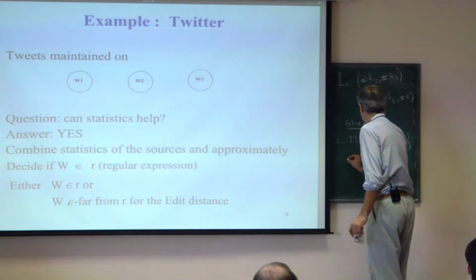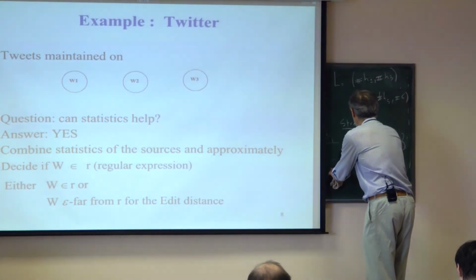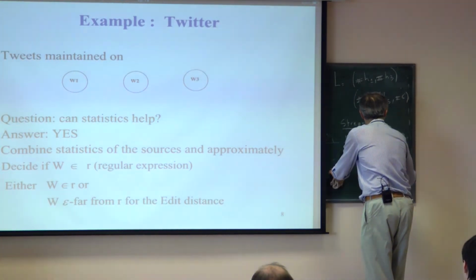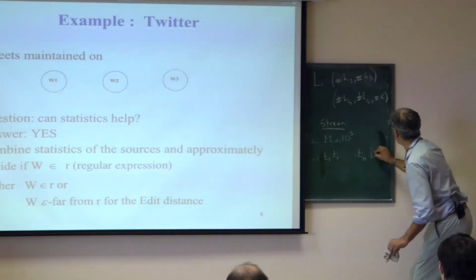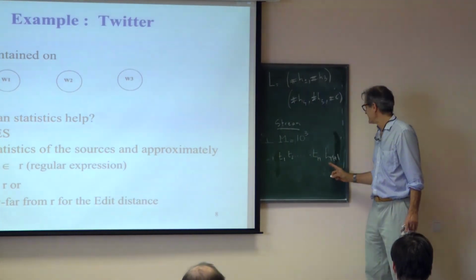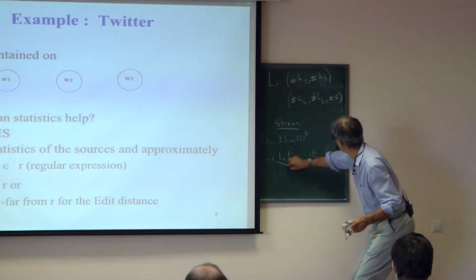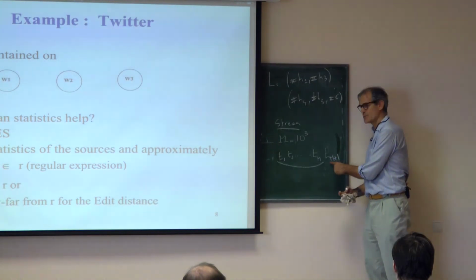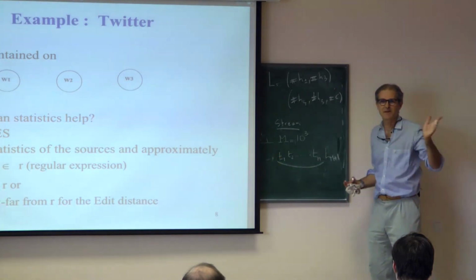Imagine the stream is coming: you have a first tweet, T1, T2, and so on. Then at some point you reach T sub M, the bound, and then you have T sub M plus 1. You can't store the whole thing, so you have to kick one out. At that point the memory is full. So you need to choose: do I keep this one with some probability? And if I do, I have to kick one of these with some probability.